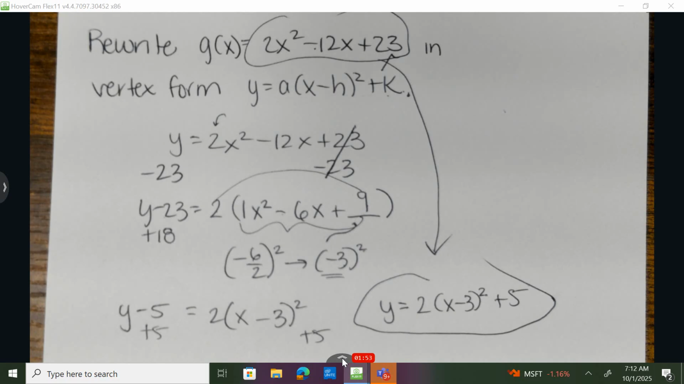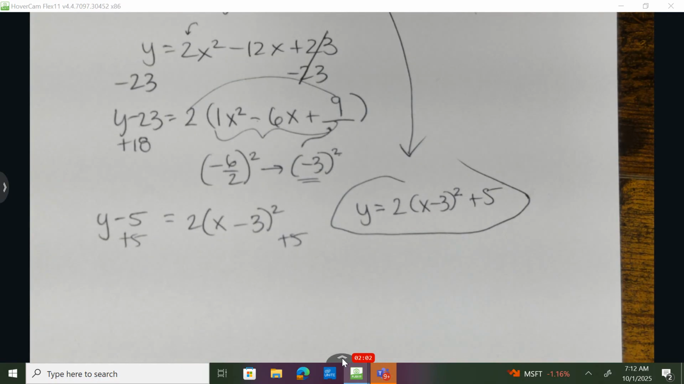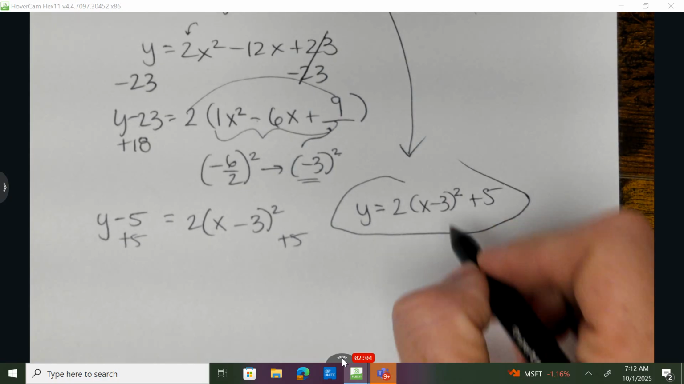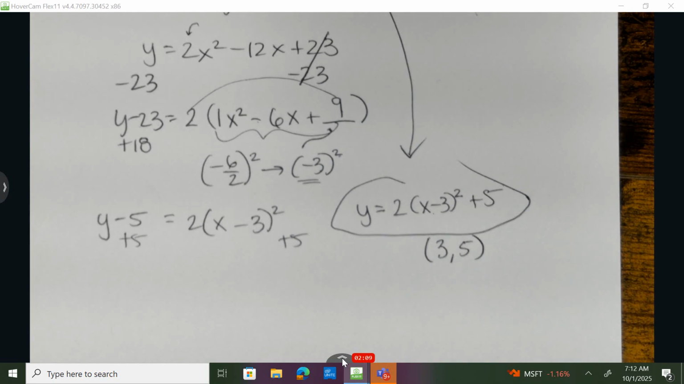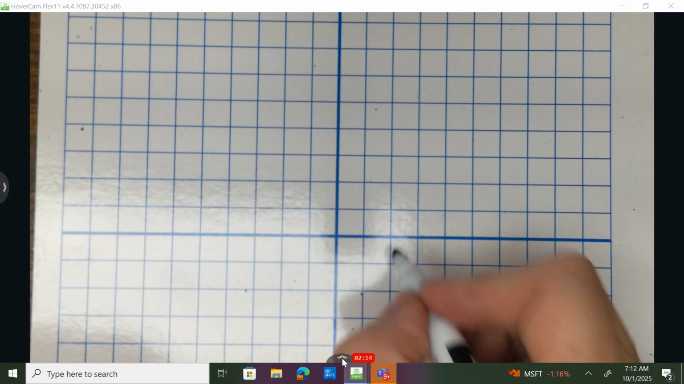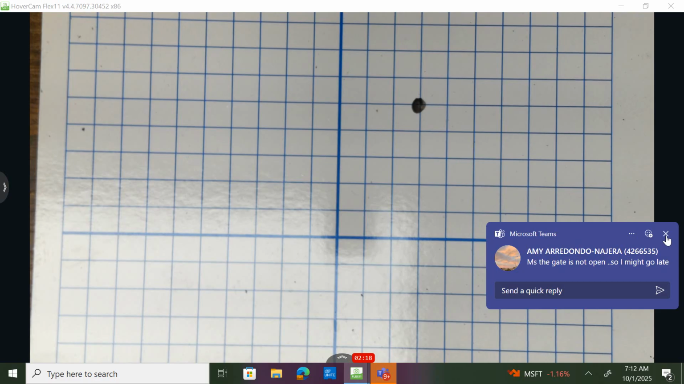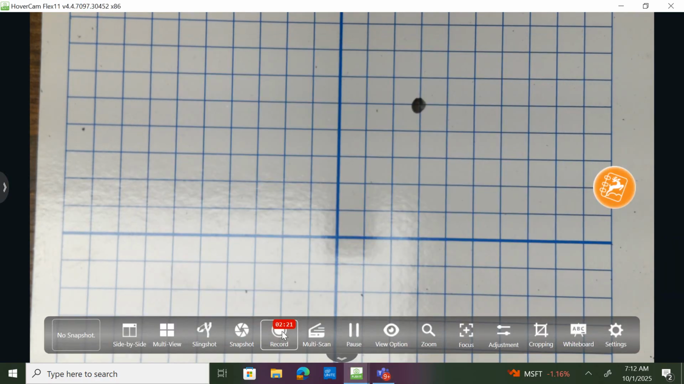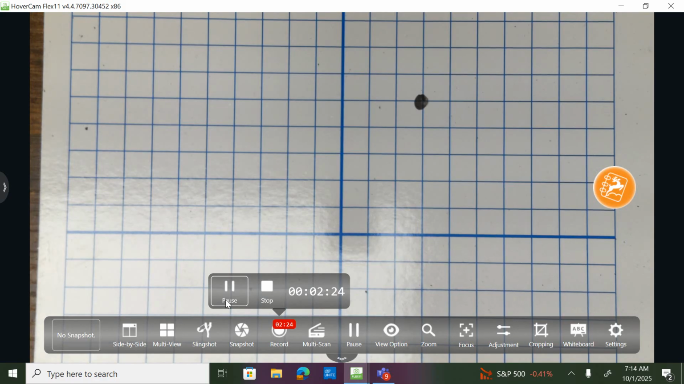Next, we are asked to sketch a graph of this, so I'm going to take out my graph paper, and I'm going to start by going to the vertex, which is at (3, 5). The vertex will lie to us on the inside and tell the truth on the outside. So I'm going to find (3, 5). Okay, over 3 and up 5: 2, 4, and 5. Okay, so I've identified what the vertex is. It is at (3, 5).